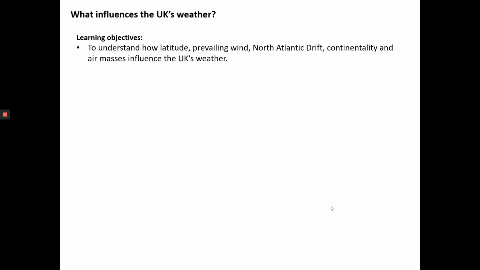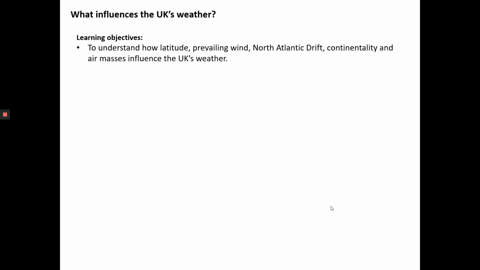So this is the first lesson, what influences the UK's weather. What I'd like you to do, while we go through this, is make some notes, because you will need notes in your book for revision purposes. It's up to you how you do that. Some of you might want to be writing down as we go. Others of you might want to watch this first and then go back, pause it in places and make notes that way.